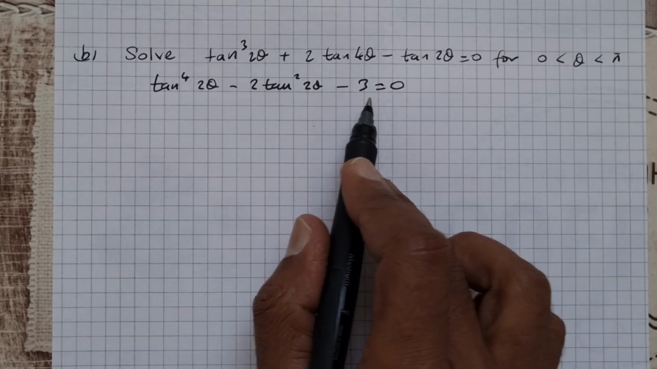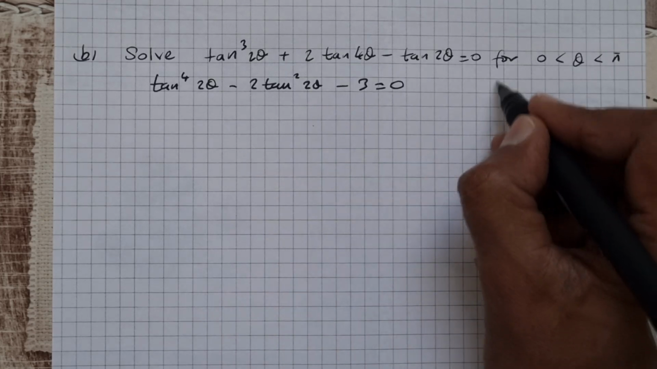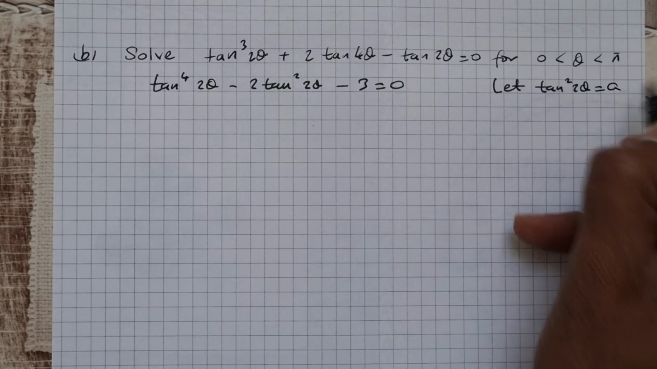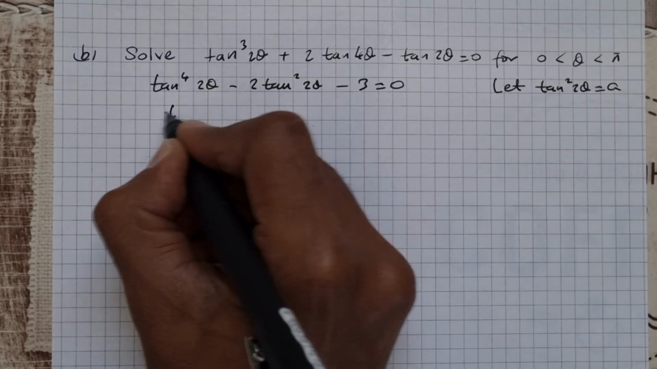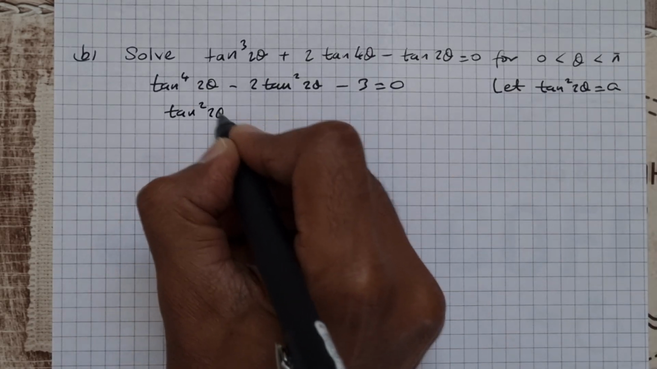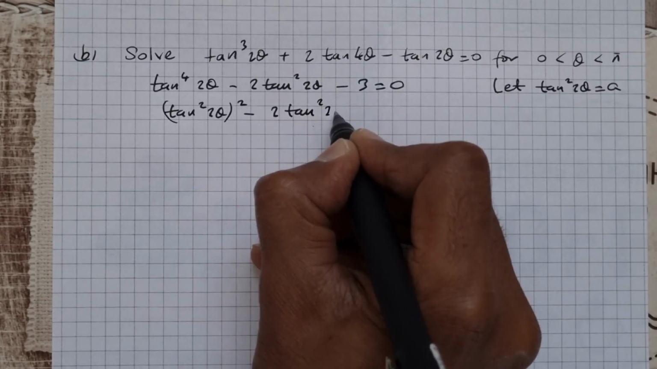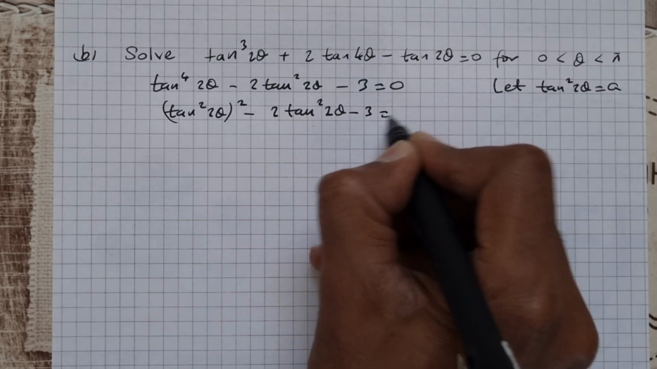So now if we were to solve this, what we can do is let tan square 2 theta be equal to a. So this is basically tan square 2 theta, and all of that squared, minus 2 tan square 2 theta minus 3 is equal to 0.